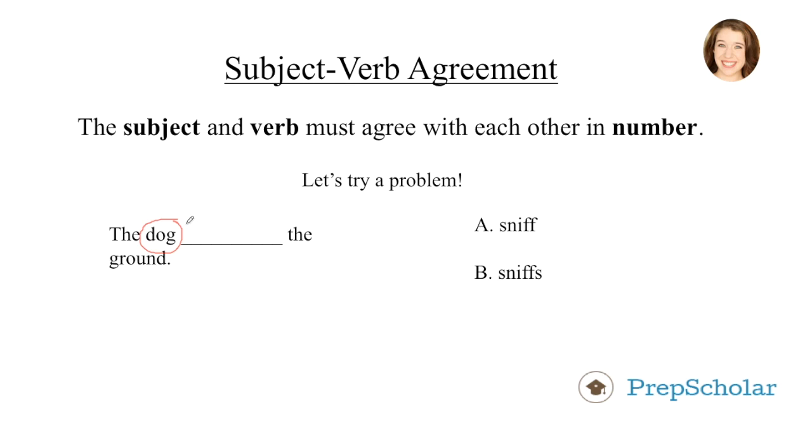So let's go ahead and look at our options. The dog sniffed the ground. Well, sniff, no S on the end, is plural, and we have a singular subject, so we can't use A. But B, sniffs, has that S on the end. It's singular. The dog sniffs the ground. That's the best answer to this question, and that's the way subject-verb agreement works.